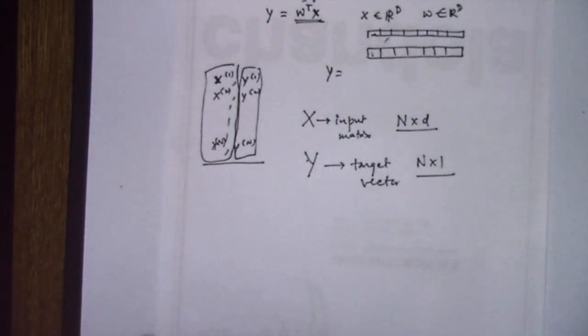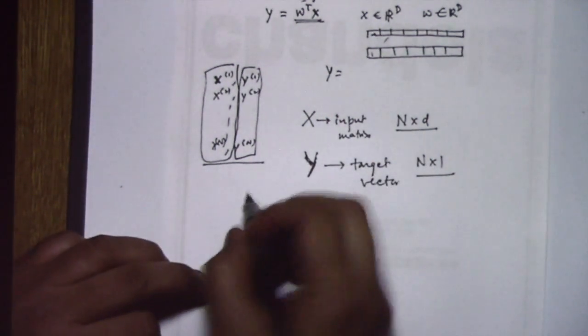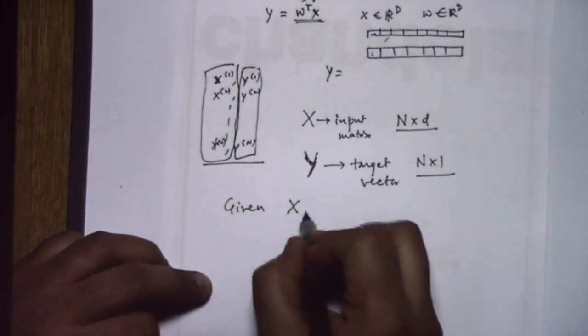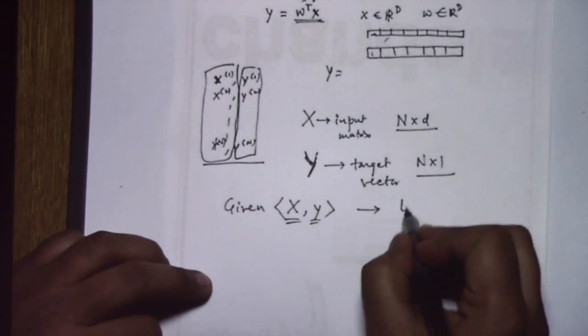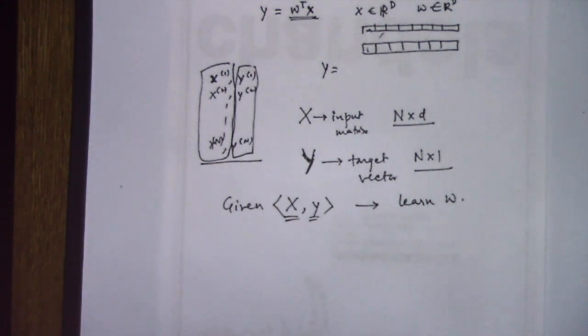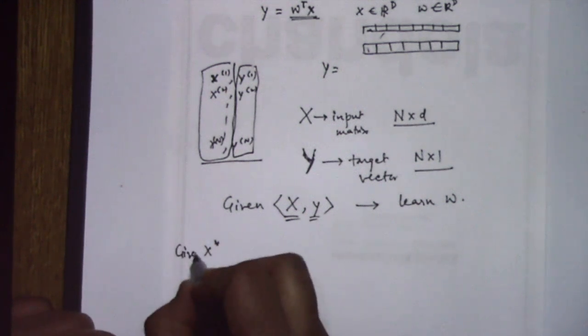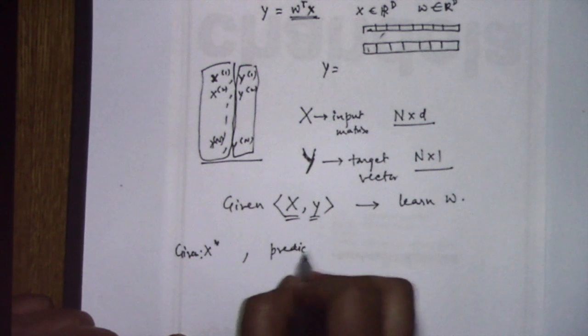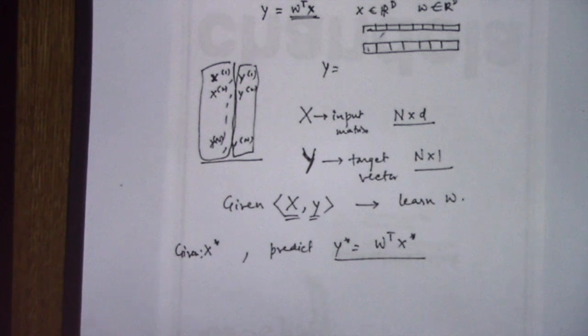The linear regression learning task is: given X and y, the input matrix and the target vector, learn w. Why do we learn it? Because now, if I give you a new x star, I can predict y star. That's the linear prediction, and it has uses in many things. It's easy to imagine how useful this technology is.